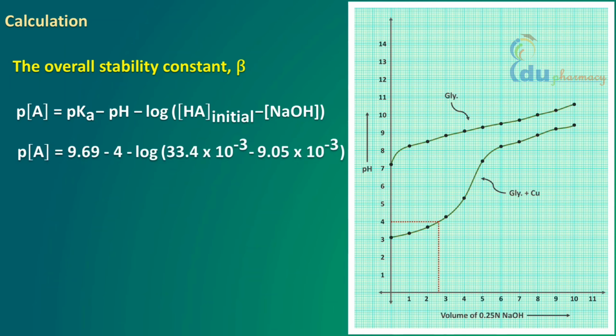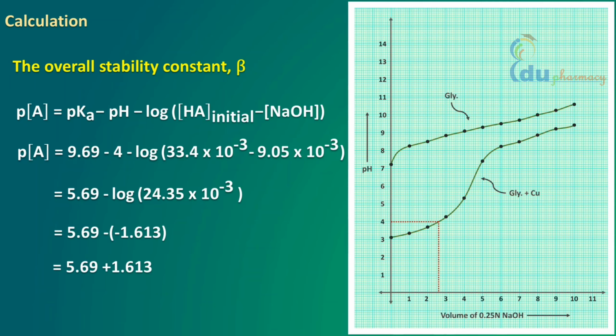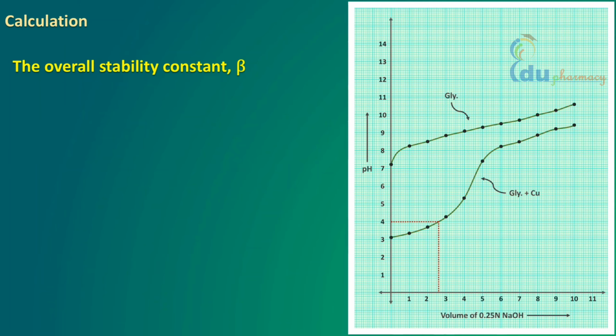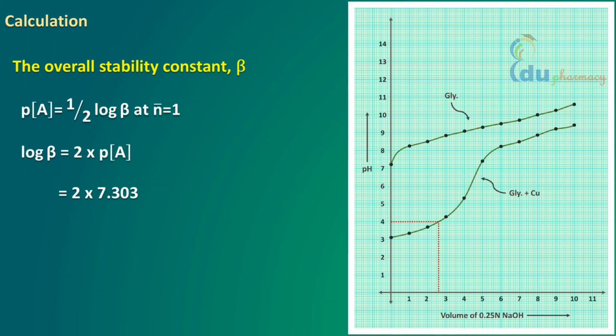Now, substituting all these values in the equation, we have the value of pA equal to 7.303. The overall stability constant log beta is calculated from the pA value, which is 14.60, where n is equal to 1.